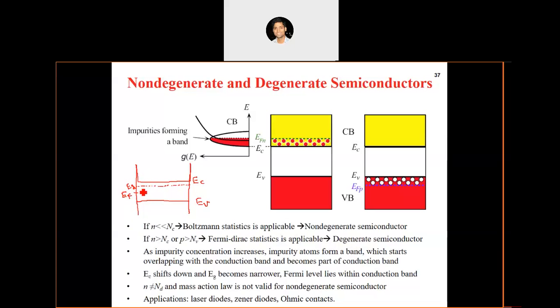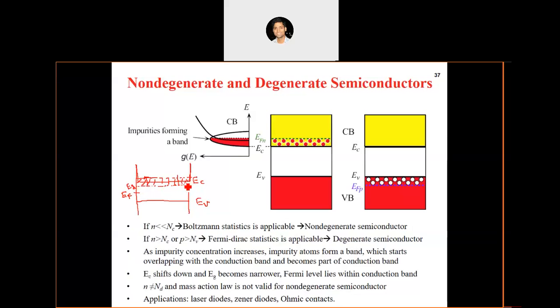Now in this ED level there are so many atoms that it starts forming a band. As you can see here, the impurities are forming a band, and this band overlaps with the conduction band. There are electrons in this whole region, because they are coming from the dopant atoms, right? Most of these states are occupied, because all the dopant atoms have valence electrons.